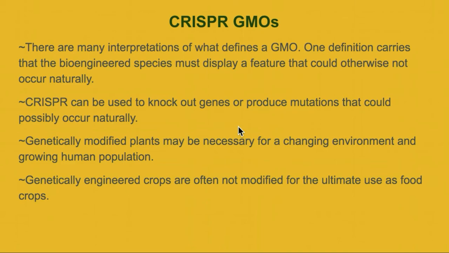when using CRISPR. In addition, CRISPR, being that it's very efficient, could be used in the future to genetically modify plants that will be necessary for the changing world climate that we see and the higher demand that we see with the rise in human population. And then lastly, it's important to remember that GMO crops are used for a lot of different things rather than just what you're going to see in the grocery store.